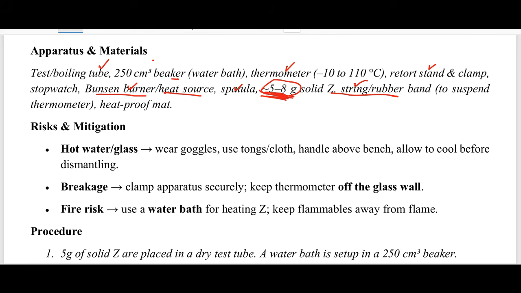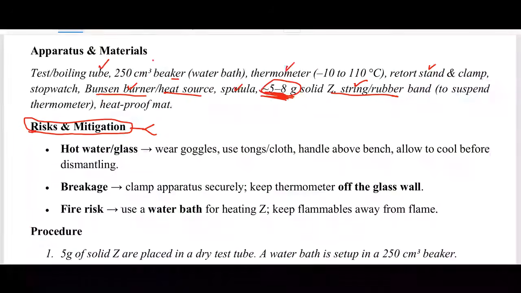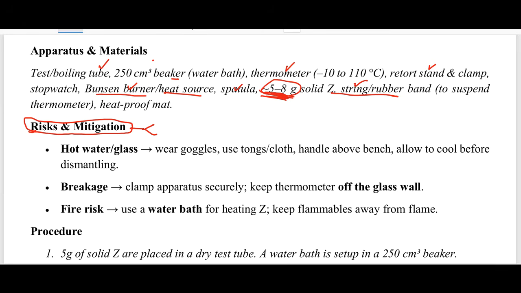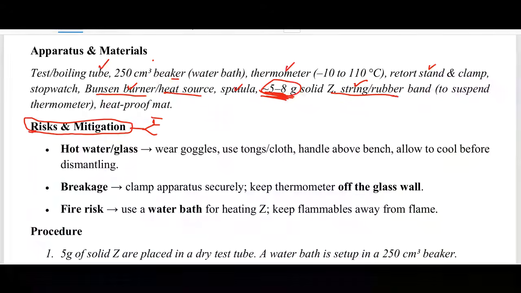Let's look at the risks and mitigations. So risks and mitigations, we said, as you're carrying out, before you begin an experiment, we need to identify some of the things that may occur, the accidents that may occur, and then you devise how you're going to manage them. So risk management is key, especially as we look at this generation. We don't want someone to carry out something and doesn't know the repercussion of doing whatever he or she is doing.